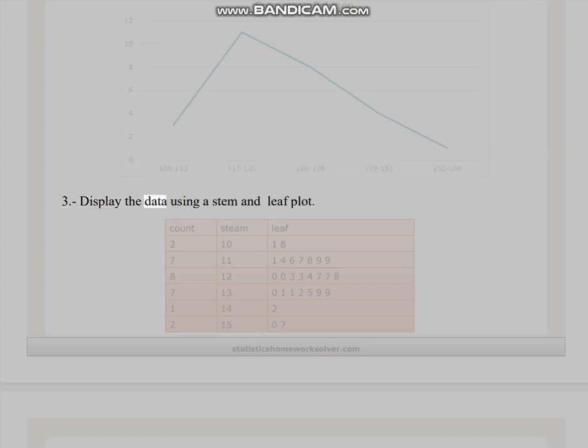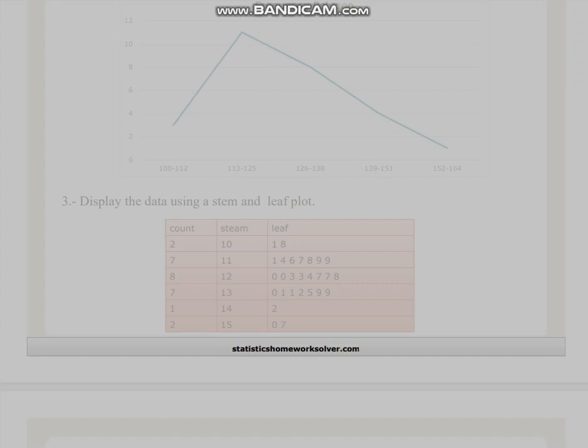3. Display the data using a stem and leaf plot. Stem and leaf: stem 10 with leaf 1; 11 with leaves 1, 4, 6, 7, 8, 9, 9; 12 with leaves 0, 0, 3, 3, 4, 7, 7, 8; 13 with leaves 0, 1, 1, 2, 5, 9, 9; 14 with leaf 2; 15 with leaf 0, 7.